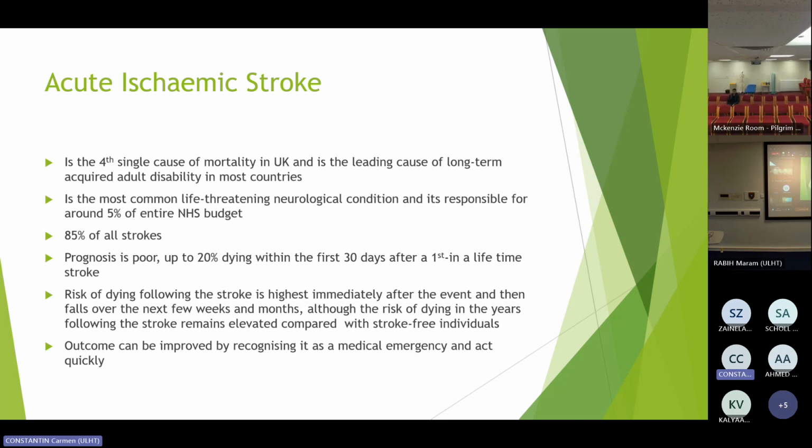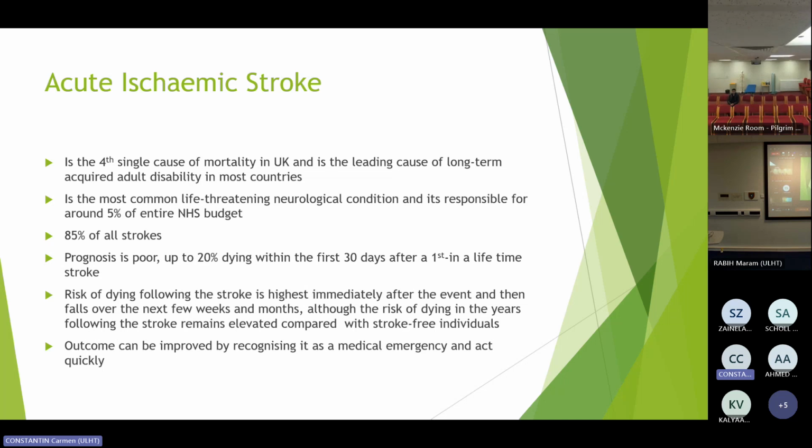Prognosis could be poor, and up to 20% of ischemic stroke patients die within 30 days after the first-in-a-lifetime stroke. Risk of dying following the stroke is highest immediately after the event, and then falls over the next few weeks and months. Although the risk of dying in the year following the stroke remains quite high compared with stroke-free individuals.